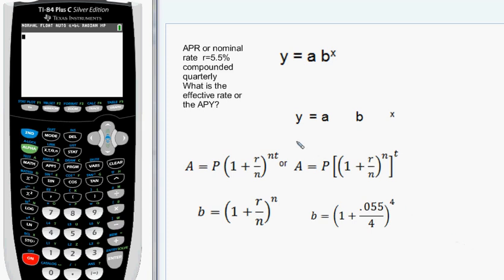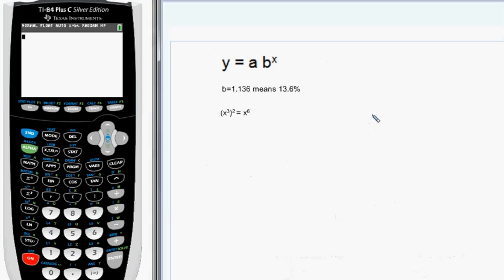In this problem, I hope to show you how to calculate the effective rate of a bank account, also known as the actual percentage yield, if you're given that the nominal rate, or the APR, is 5.5% and the money is being compounded quarterly. To understand the contents of this video, I'm assuming you know a few basic things.